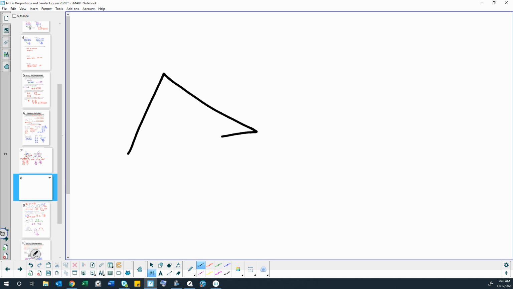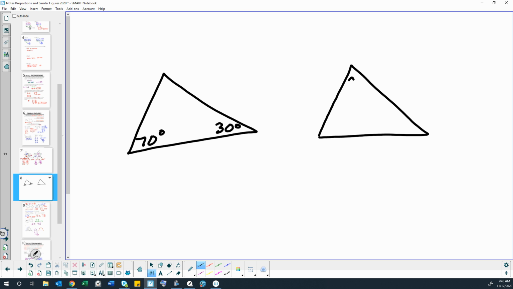Okay, so making a triangle, I'm going to try and keep these numbers easy for myself. 30, and then we'll say that this one's 70. So those add up to 100, right? Then I'm going to make another triangle where this corner is 80, and that corner is 30. Are these two triangles similar?